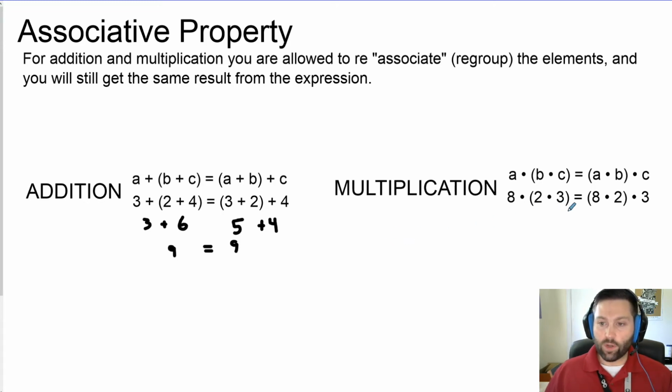And if you do it on the multiplication side, I have 8 times the quantity 2 times 3, which I would do first because it's in parentheses, so that would give me 6. Over here it would be 16 times 3. I get 48 for this answer, and I get 48 for this answer, so the property holds.